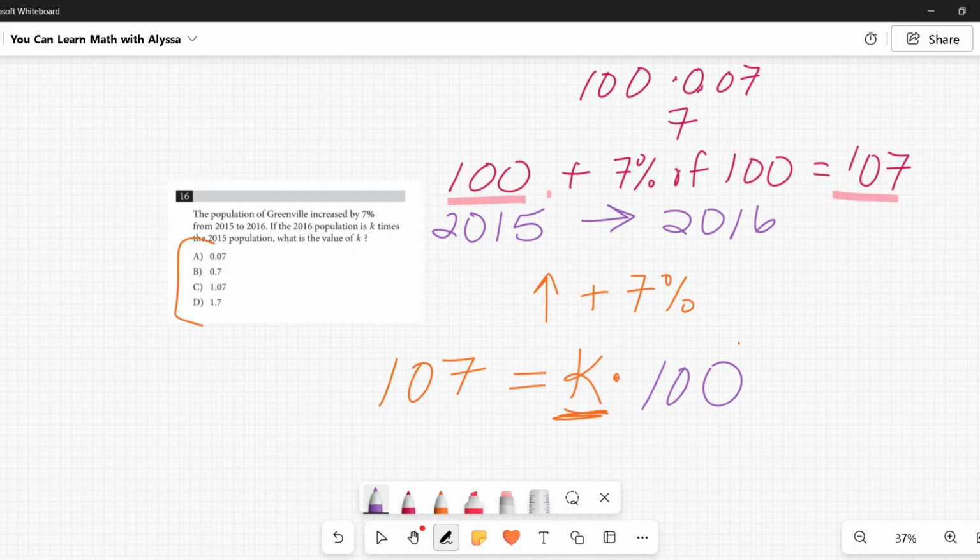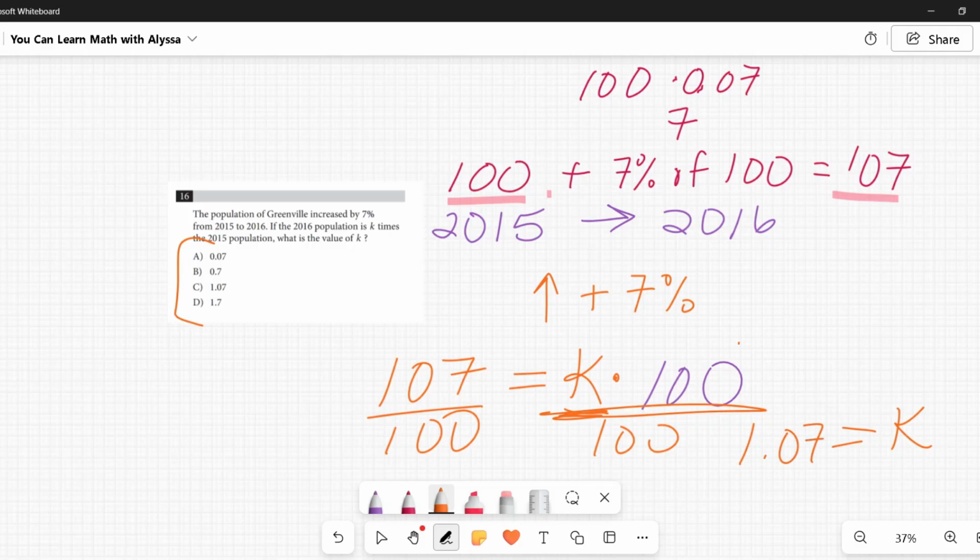So if I want to solve for K, it's K times 100. So I need to divide by 100. I need to undo what's been done to K. So I'm going to divide by 100 on each side. I just have K on the right and on the left, 107 divided by 100 is 1.07. And that is my answer. That's C. Okay, K is 1.07.